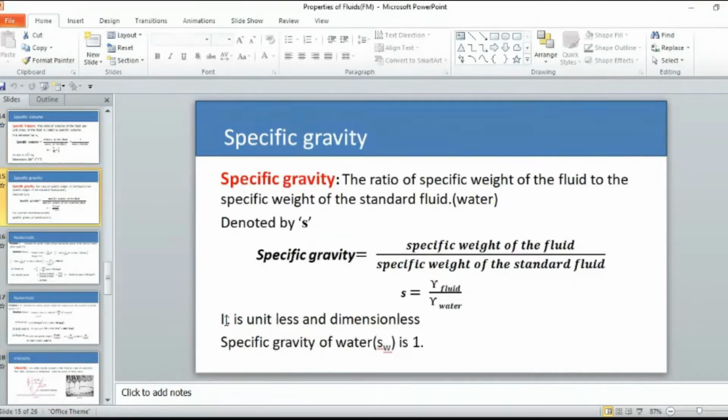The next is specific gravity. It is the ratio of specific weight of the given fluid to the specific weight of a standard fluid, which is taken as water. So specific gravity S is gamma of fluid upon gamma of water. As it is a ratio of two similar quantities, it is unit less and dimension less, and for water the specific gravity is 1.